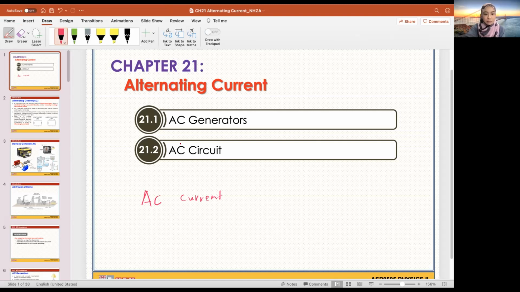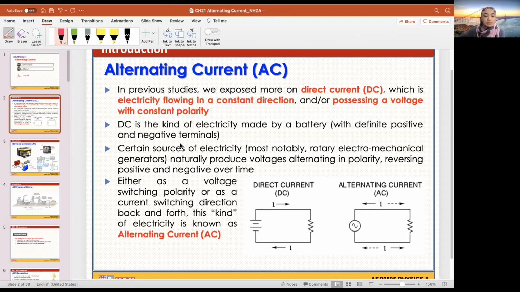So in this chapter, we will learn about AC generators and AC circuits. On Instagram, the physics unit already has both chapters, chapter 20 and chapter 21. If you find the videos more helpful than my lecture, you can also study using those videos. Alright, so for your exam later.